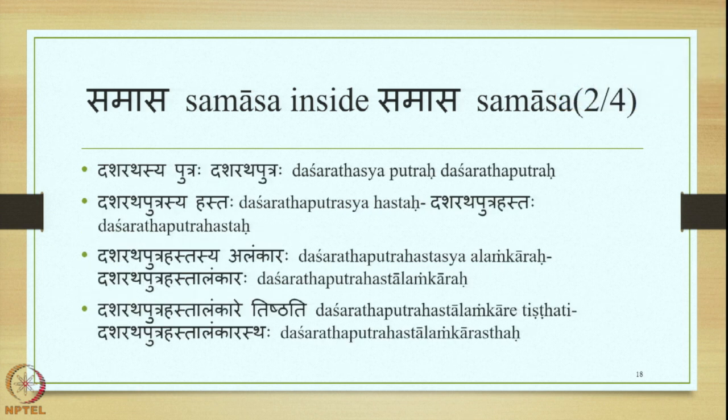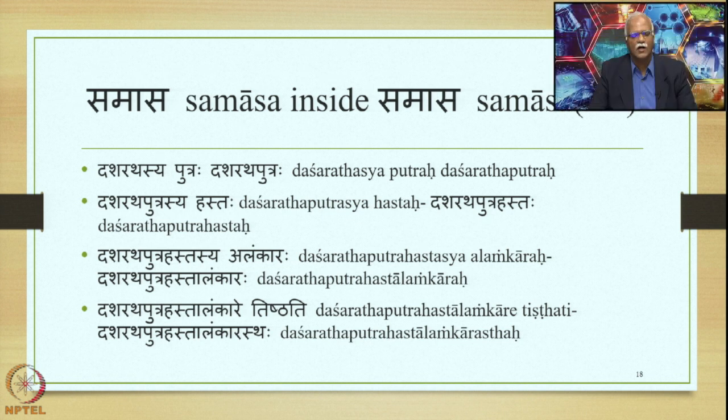So here are a few examples. First we have Dasharathasya Putraha. This is the Shashti Tatpurusha Samasa, and so we get the compound output Dasharatha Putraha. Now this Dasharatha Putra becomes part of another big compound, namely Dasharatha Putrasya Hastaha, and then the compound is Dasharatha Putra Hastaha. This is also Shashti Tatpurusha. So we have Shashti Tatpurusha Garbha, Shashti Tatpurusha.